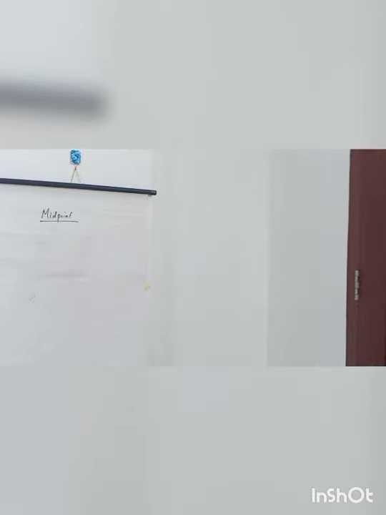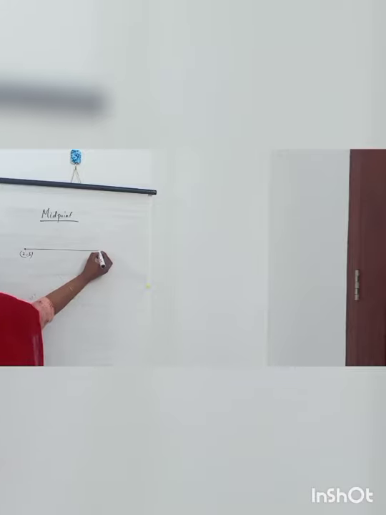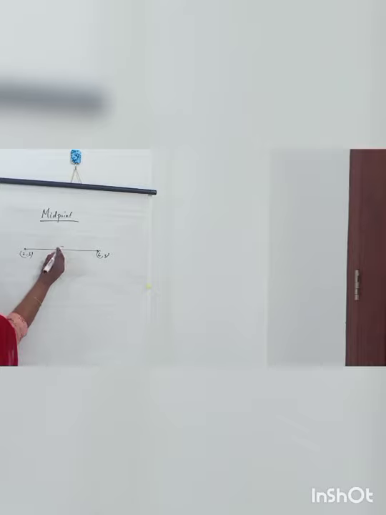Clear? Next is midpoint. How can we find the midpoint of a line joining 2, 3 and 6, 3? We join the line and find the midpoint. Midpoint is the middle value.